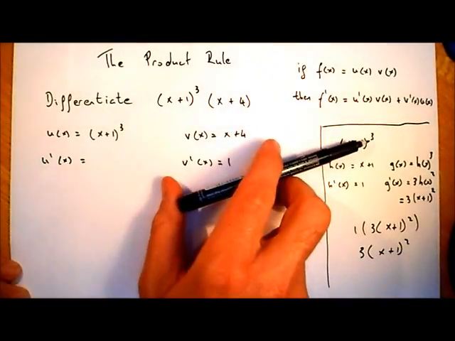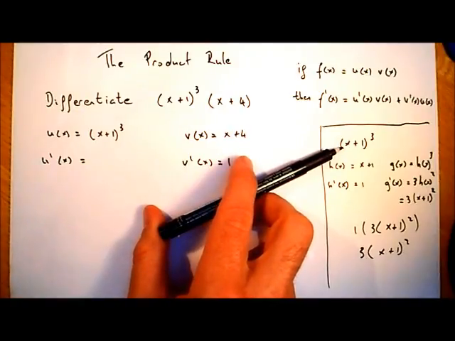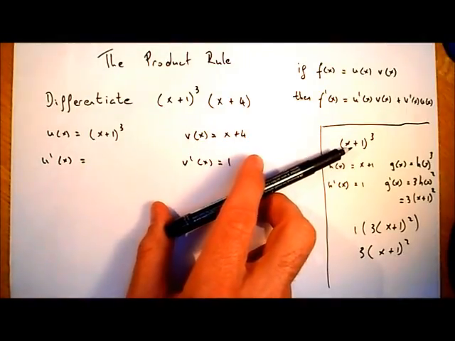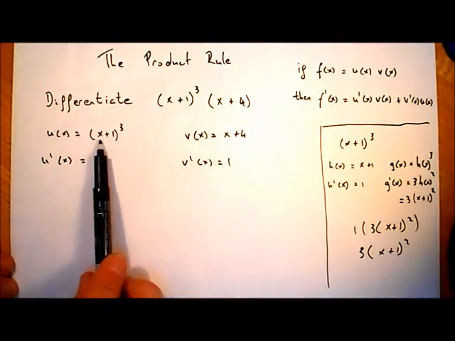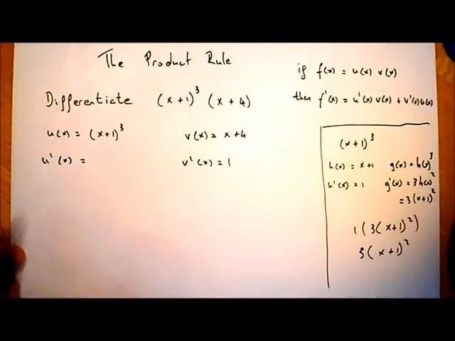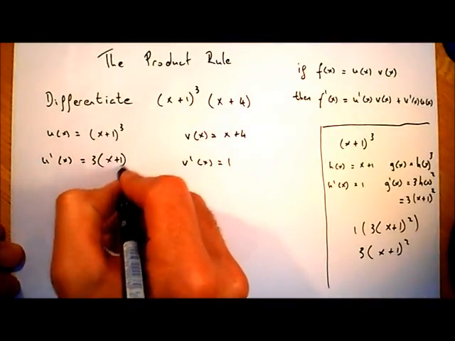Again, if you're not sure how to differentiate this using the chain rule, go back to the video on the chain rule. I think I do something almost exactly the same as this in that video. So now when I've differentiated this, which I did over here, this is what I get: 3 times (x+1)^2.